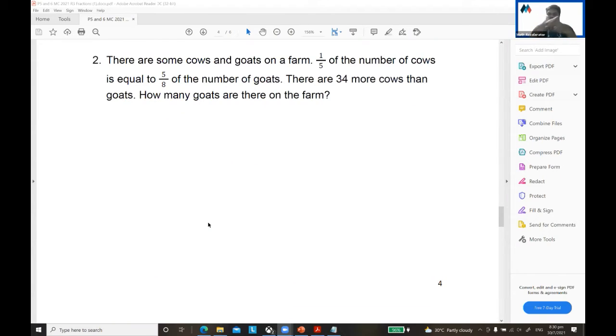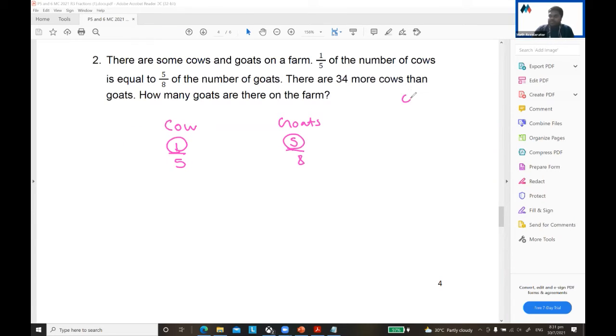So there are some cows and goats. 1/5 of the number of cows is equals to 5/8 of the number of goats. Okay, so write down cows and goats. So 1/5 and 5/8. So what they're saying is 1 unit of the 5 units from the cow, right? It's the same as 5 parts out of the 8 parts from the goat. So what we're going to do is we're going to make this the same.